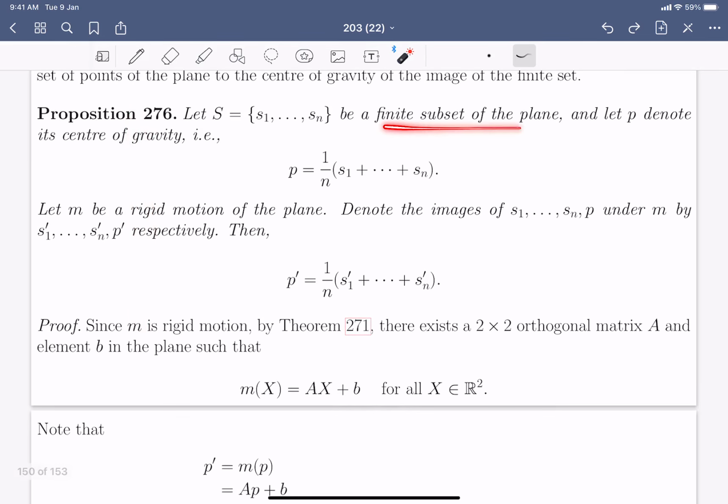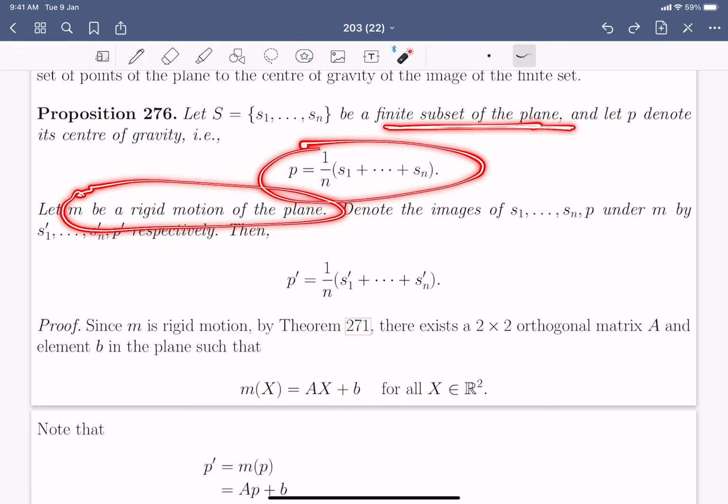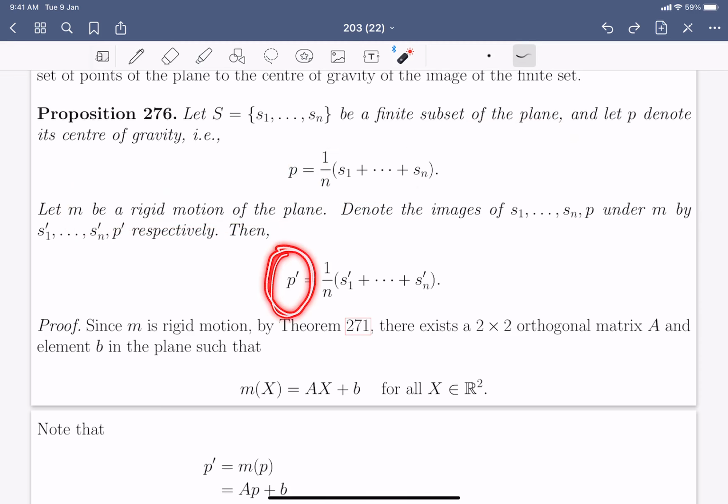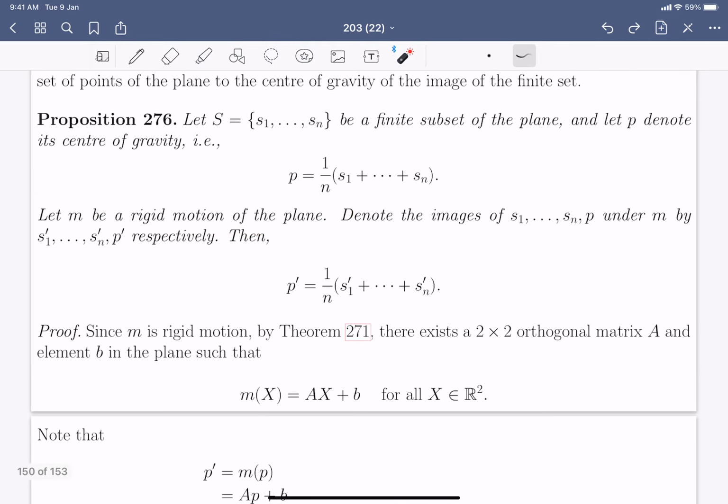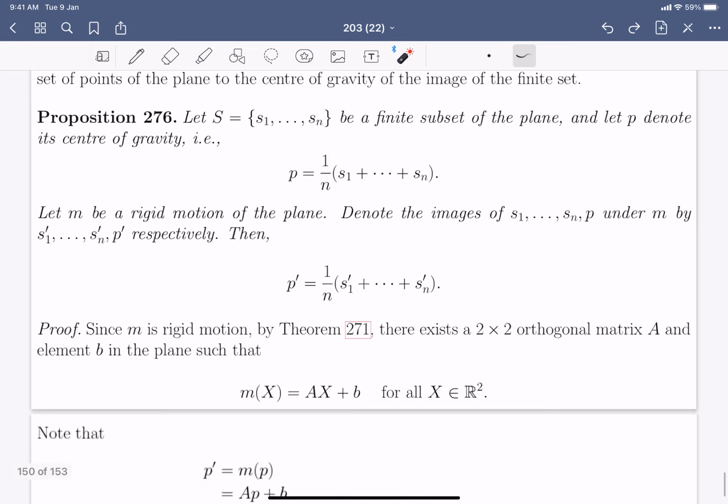This says that if we take a finite subset of the plane and look at its center of gravity, then whatever rigid motion you may take will send the center of gravity, namely the point P, to a point that will be the center of gravity of the images of these points Si. In other words, a rigid motion sends the center of gravity of a given finite subset of the plane to the center of gravity of the images of the points that you started with. Great. So how do you go about it?